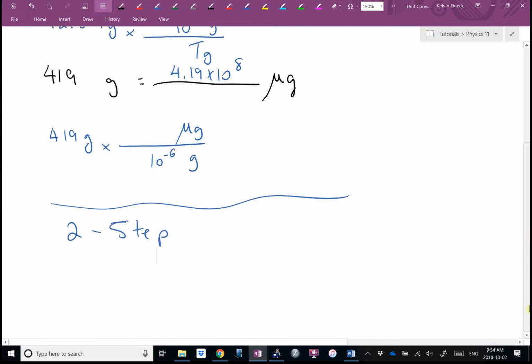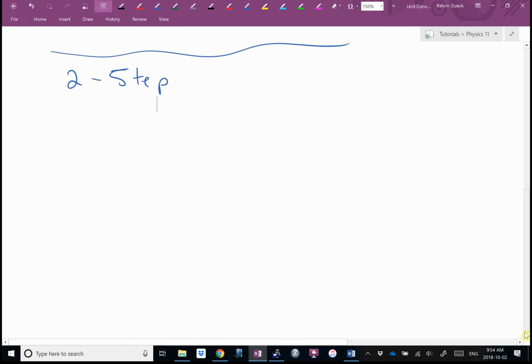Not even kilometers per hour yet, actually. That's a two-step. Here's what I mean by a two-stepper. Convert 306. Pick a metric prefix from your green sheet. I don't care. Pick one, Savannah.